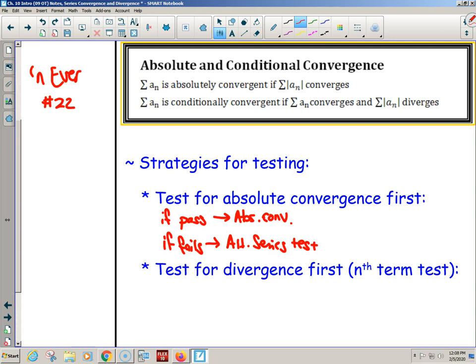So the other way is that you could just always test for divergence first. Just always go looking right away at the limit as n goes to infinity of your a sub n. And if this one equals some sort of limit that is not 0, then right away I can say divergent and I could be done.